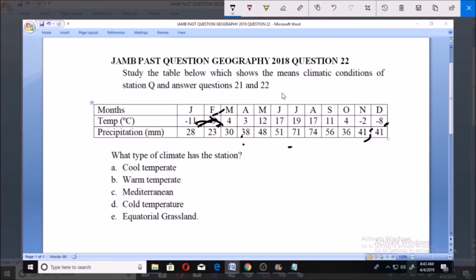So considering all these, we can simply say that this falls in cold temperate, and that's why we pick option A as the answer, considering minus 11, minus 9, minus 8, which are characteristics of cold temperate climate. Thank you.